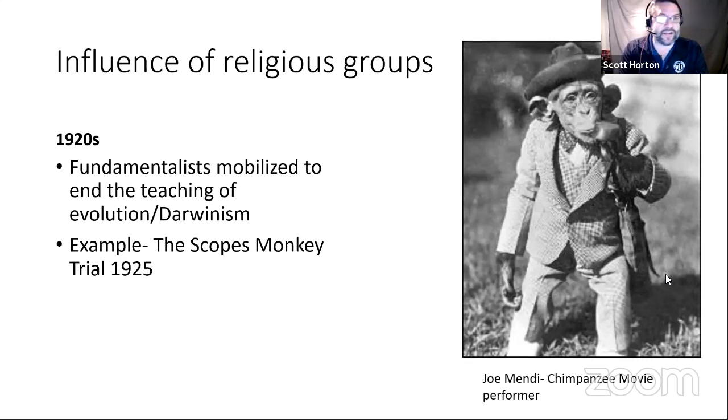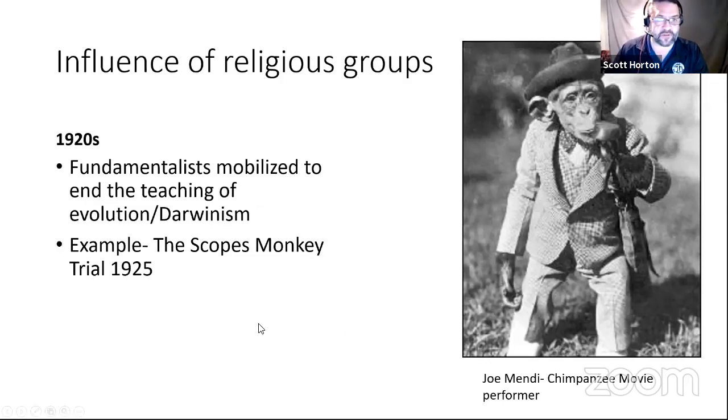In the 1920s, influence of religious groups increases. Fundamentalists mobilized to end the teaching of evolution or Darwinism in the public schools. You might remember the very, very famous Scopes monkey trial, which was the trial of the 1920s. It is a very famous trial that takes place over whether or not science or creationism ought to be taught in public schools, and it reflects the influence of religious groups in their society.